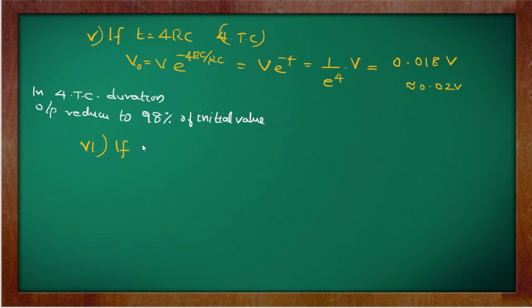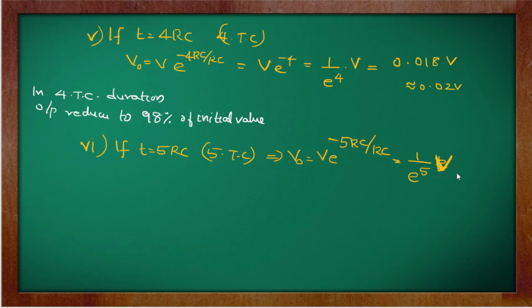Now finally, one more case, case 6. If t is equal to 5 time constants, 5RC. 5RC means 5 times the time constant. What happens to V naught? This implies V naught is equal to V e raised to minus 5RC by RC, that is equal to 1 by e raised to 5 times V. Okay, so that is equal to 0.007 V. That means greater than 99% decay, almost zero.